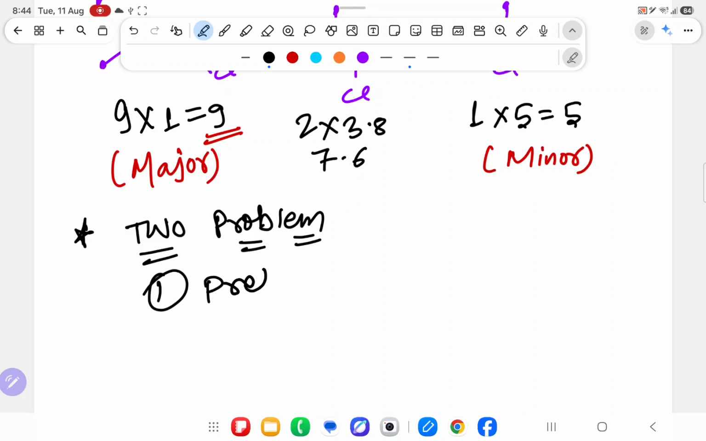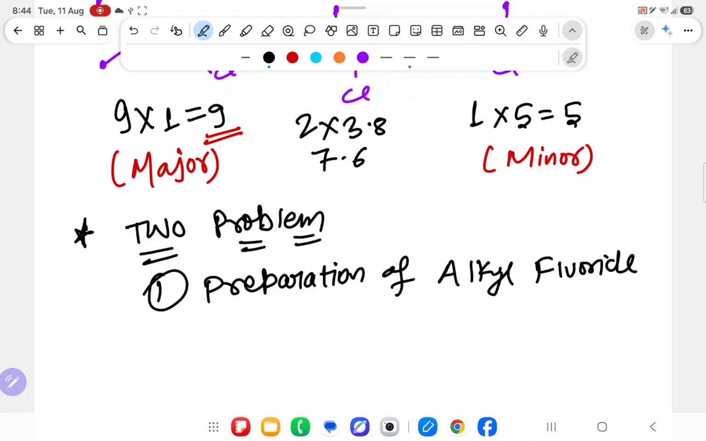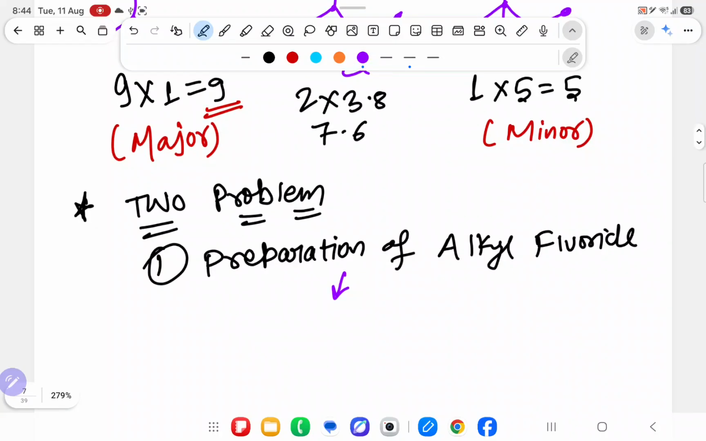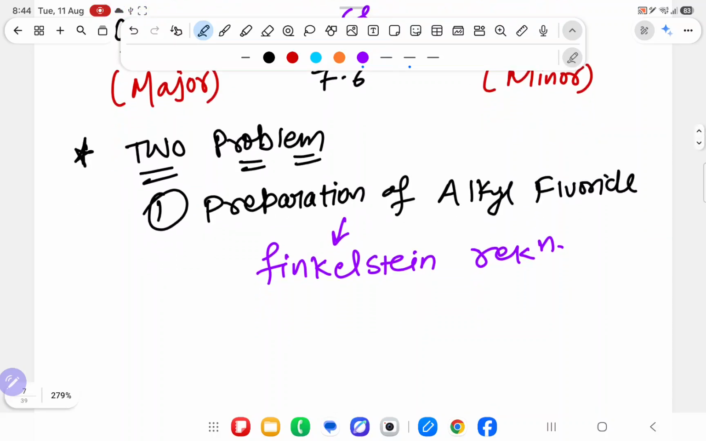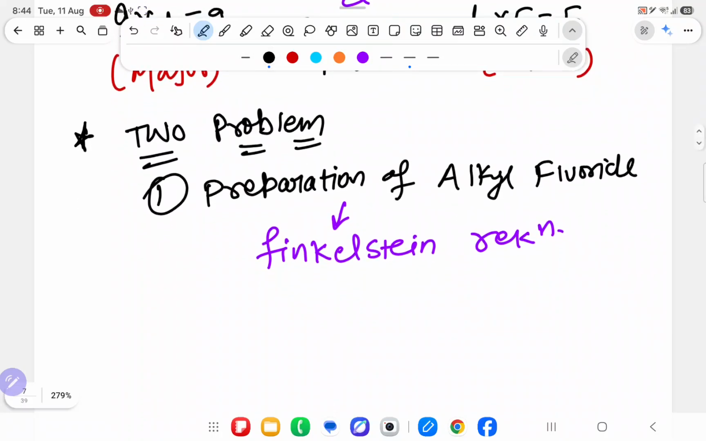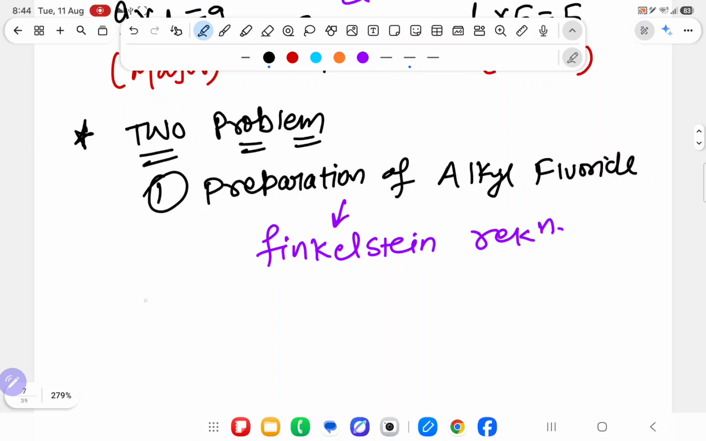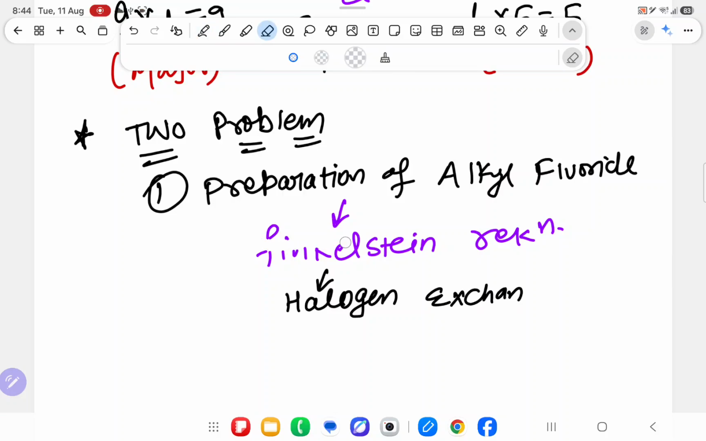One problem is the preparation of alkyl fluoride. You are not able to do it. What happens? Explosion happens. So to overcome this problem, we will use one reaction, and that is called the Finkelstein reaction. Detailing we will have to do in alkyl and aryl halides. Over here, I am just writing that the Finkelstein reaction is also known as halogen exchange, Finkelstein, not Swarts reaction. Finkelstein is for iodide.